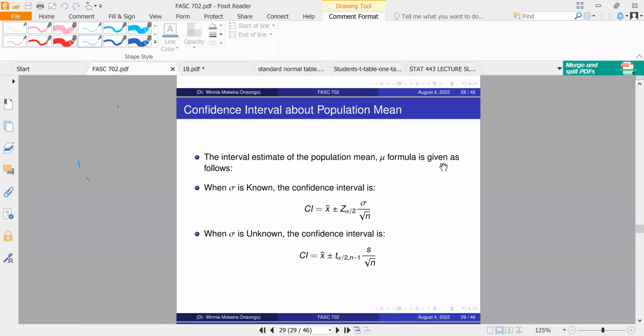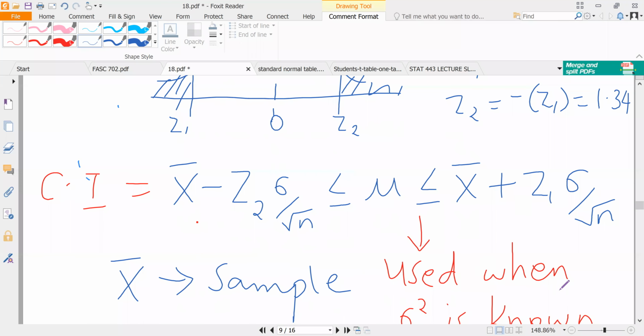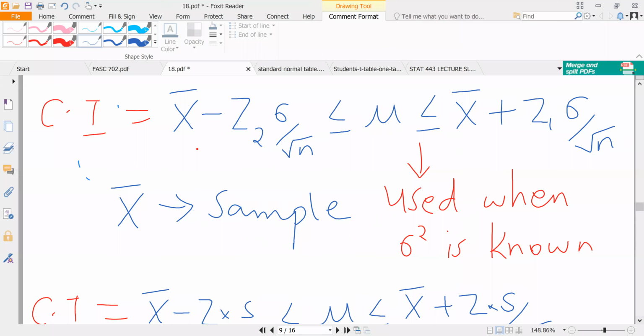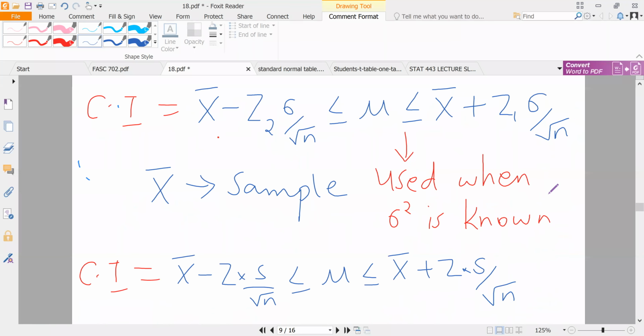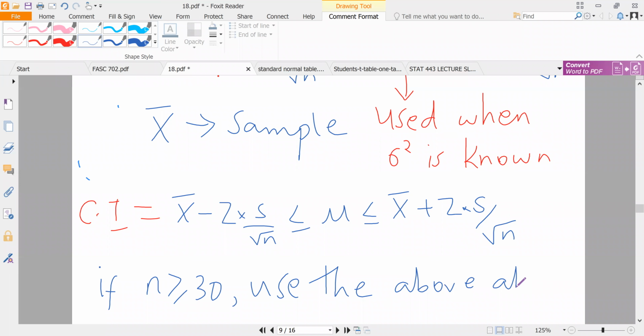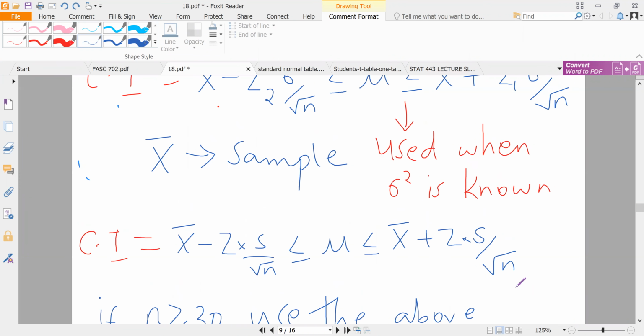Now, in this particular case, whatever I have done here, this approach, you use it when n is greater than or equal to 30. If n is greater than or equal to 30, then use the above approach. We use the two approaches there, depending on what is known and what is not known.